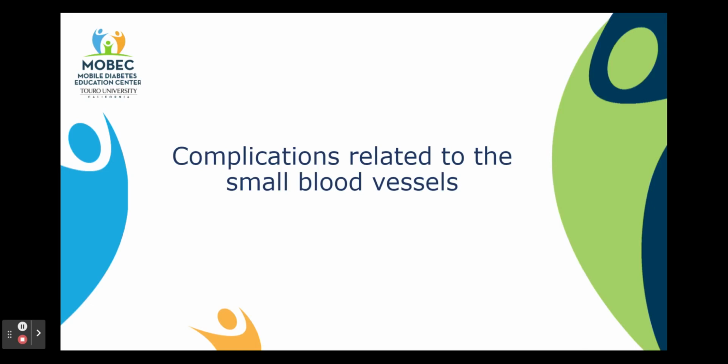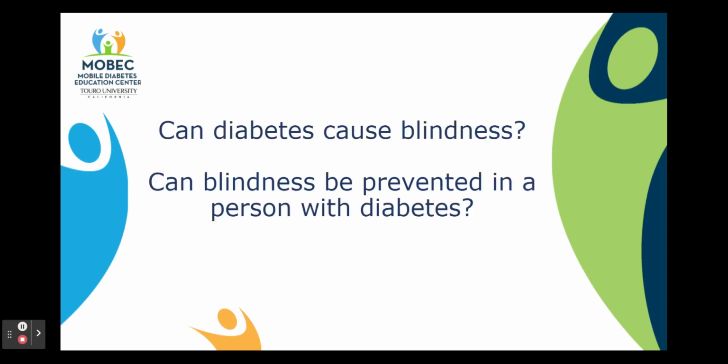What about the small blood vessels? What kind of complications can damaged small blood vessels cause? The blood vessels can be as small as a strand of hair. They are where oxygen and nutrients are delivered, and where waste is picked up.